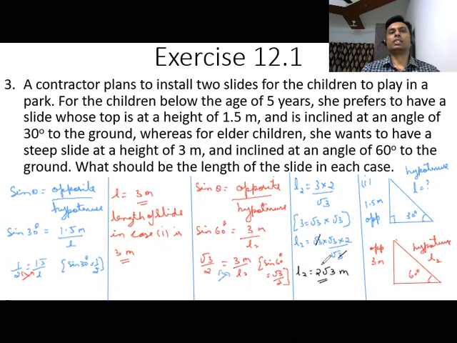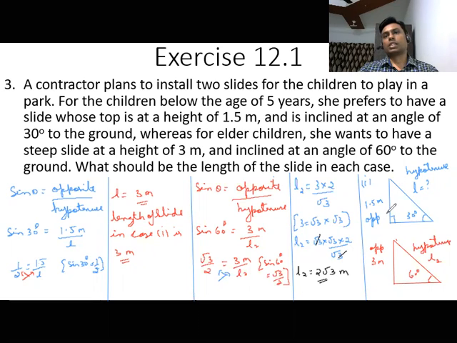So length of slide in the second case is L2 is equal to 2 root 3 meters. This is the length. L2 is equal to 2 root 3. First case it was 3 meters. Second case the length is going to be 2 root 3 meters.